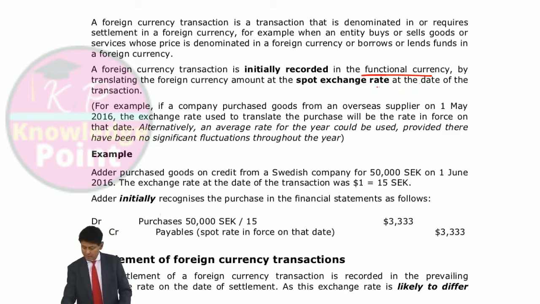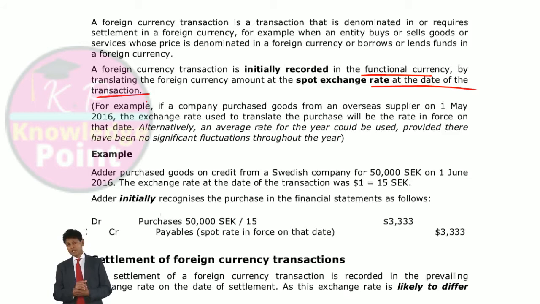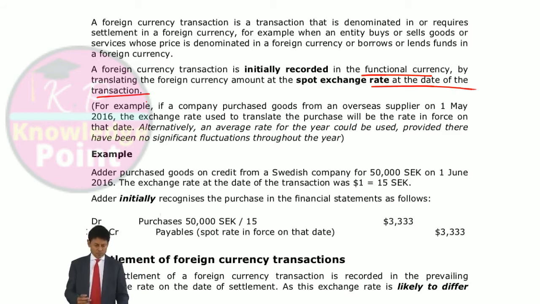Here's an example. If a company purchased goods from an overseas supplier on the 1st of May, the exchange rate used to translate the purchase would be the rate in force at that time, of course. Alternatively, an average rate for the year could be used, provided there are no significant fluctuations throughout the year. That'd be particularly useful where there are many, many transactions, many purchases, you see? So rather than keeping a very tedious record of every transaction, they just take an average for the year. That sounds more sensible, especially if there isn't any huge variation. I put spot in brackets.